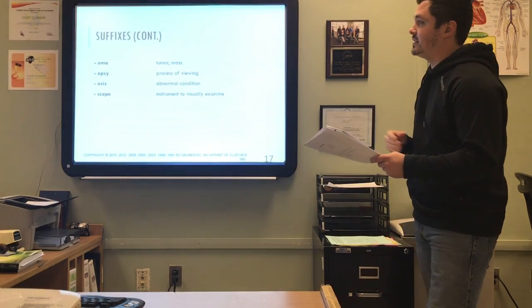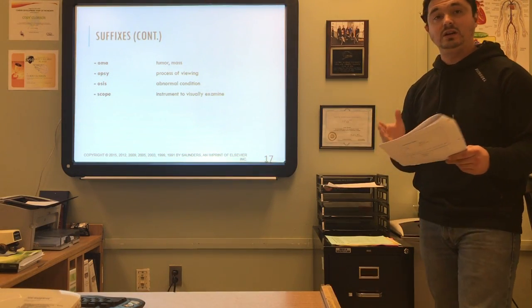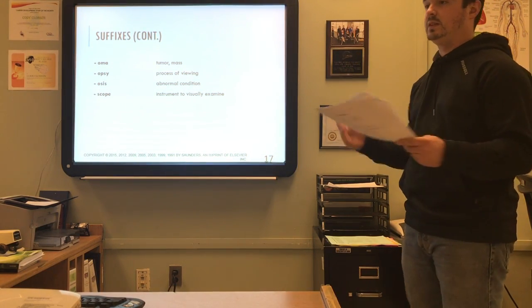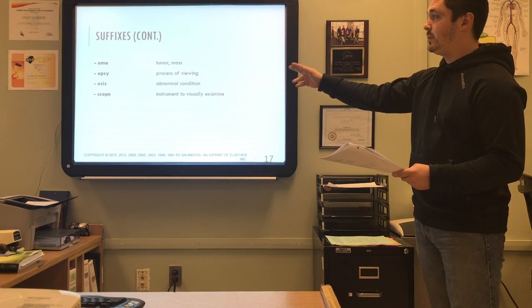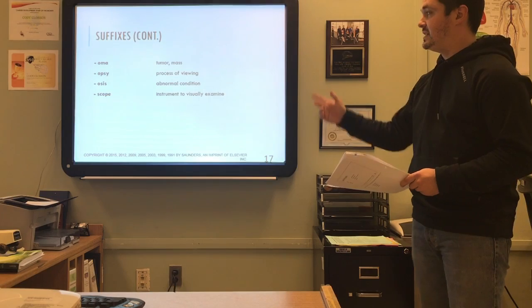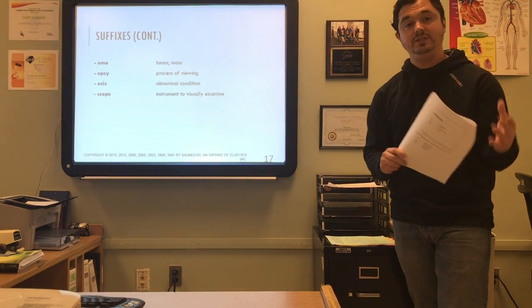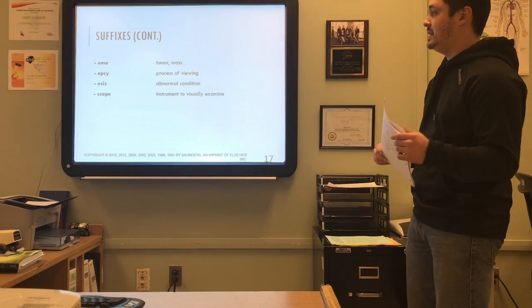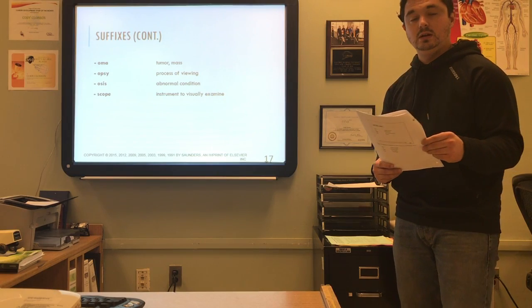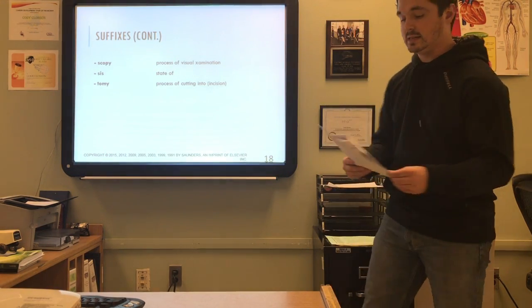Some more suffixes. Oma would be a tumor, a mass. So we could combine that with carcin and get a carcinoma. Okay, it'd be a cancerous tumor. That's how that would work. Opsy is the process of viewing, like a biopsy. Osis is an abnormal condition. So look at nephrosis, would be an abnormal condition of the kidneys. Scope is an instrument used to visually examine. Okay, so think of gastroscope, which would be a tool or an instrument used to look inside the stomach.